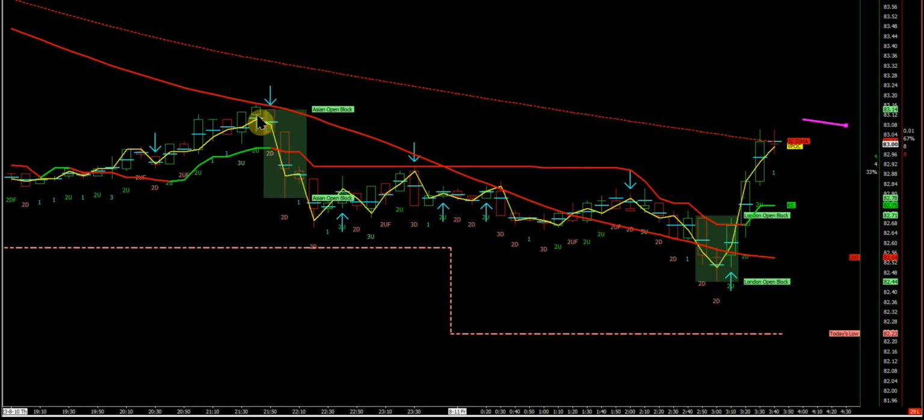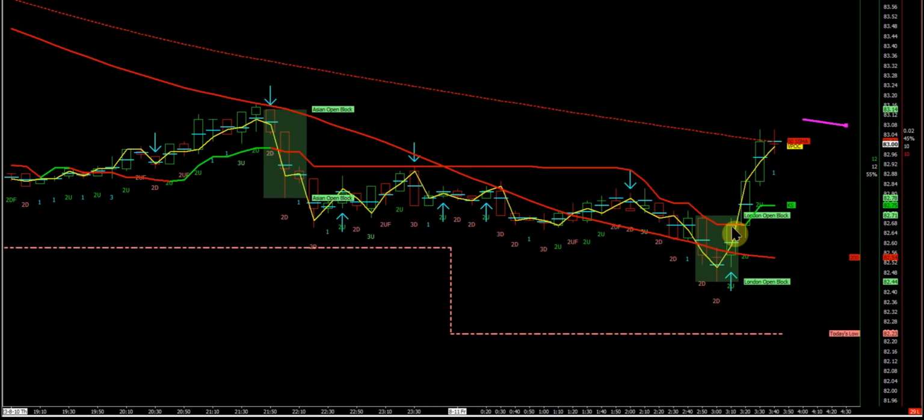Okay, here's the Asian Open. They sold it off. London Open, they bought it up. Okay, and that's pretty typical. If the Asians sell it, the Londons will buy it. If the Asians buy it, the London guys will sell it. That doesn't always work, but it's a pretty good rule of thumb.